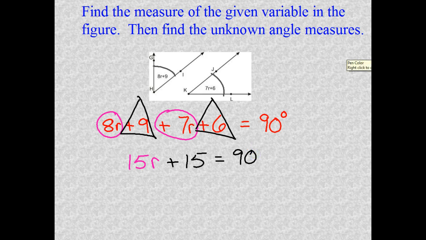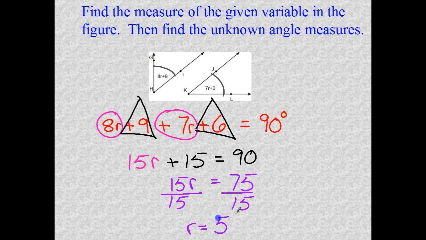And now we solve for r. So the inverse operation of plus 15 is subtract 15. So we're going to end up with that 15r by itself. And 90 minus 15 is 75. We divide both sides by 15. And that is going to be r is equal to 5.